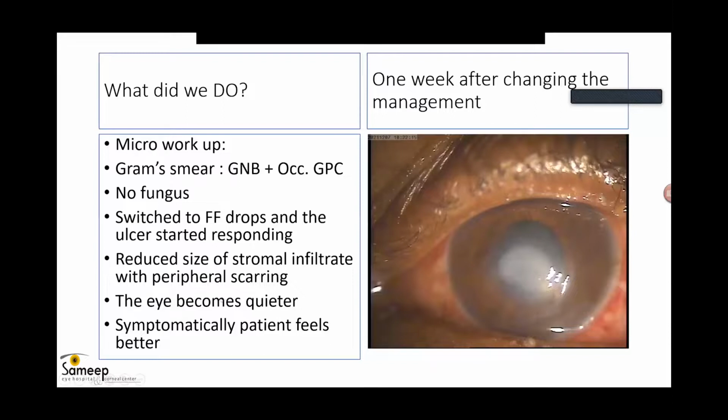We switched to fortified drops because he stopped responding to monotherapy, and the ulcer started responding, and you can see that the eye became quieter. And this is a picture after 1 week. You can see a larger area of peripheral corneal scarring, and the infiltrate has become less dense, and probably it is healing.